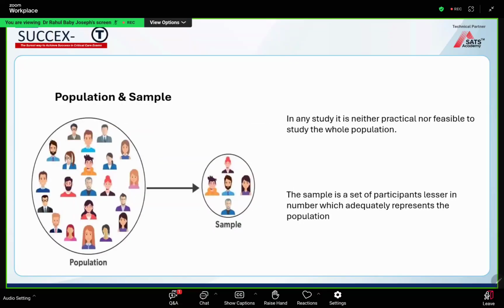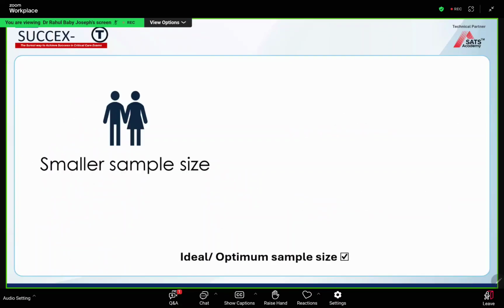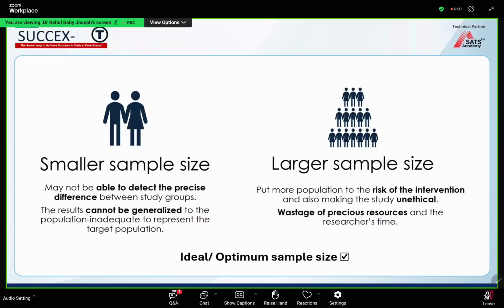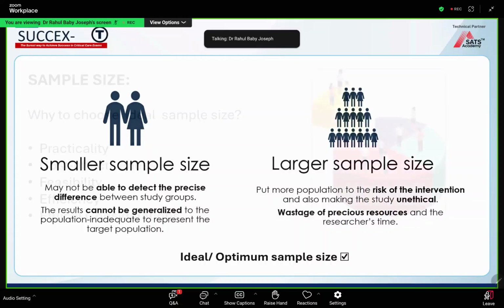So in any study, it is not possible to study the whole population because of multiple reasons. So you need to select a sample population from the reference population. They need to represent this particular population of study. If the sample size that you're selecting is too small, you are not able to detect a precise difference, and you cannot generalize it to the rest of the population. If the sample size is too large, you're putting more patients at risk of intervention and making it more unethical to continue the study. And there is also wastage of precious resources. So it is always ideal to find out the optimum sample size.